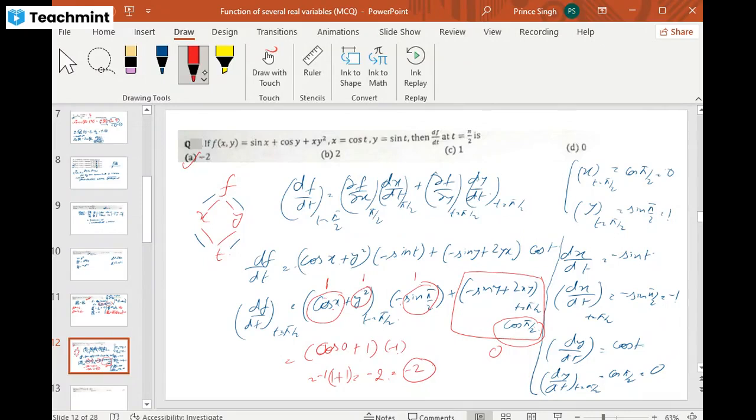Okay. So the important thing is that whenever the derivative is expected at a specific value of the independent variable, it means we are expecting the answer as a constant. That means after calculating the partial derivative of the function, we need to calculate its value also at the given value of this variable.